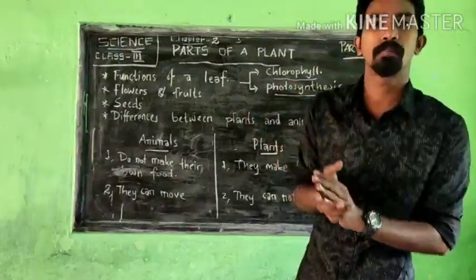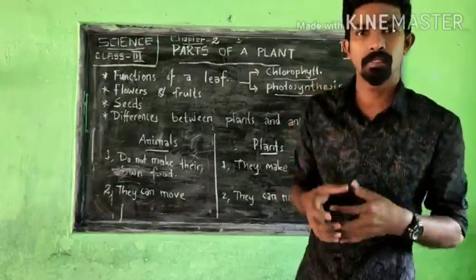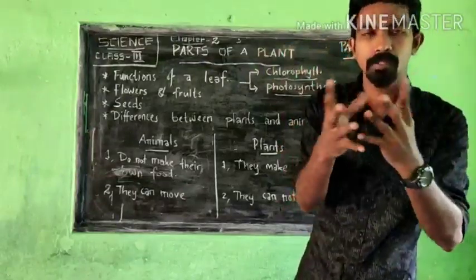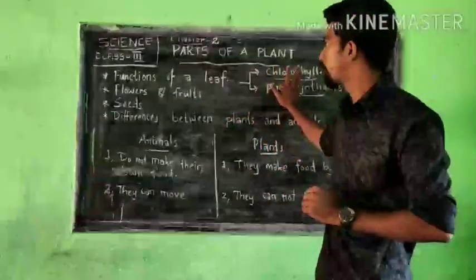And some more other plants are there. Cabbage stores its food in the leaves itself. That is why we eat those leaves. Cabbage is all leaves only. Okay, so like that, a plant stores food in different parts of its body.